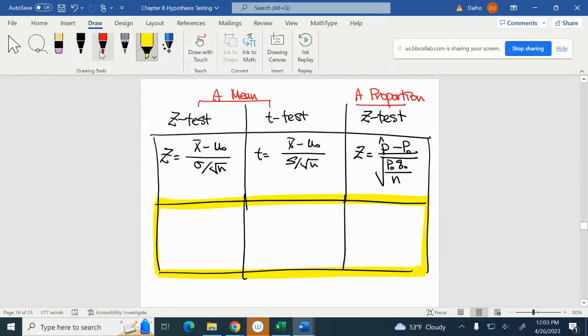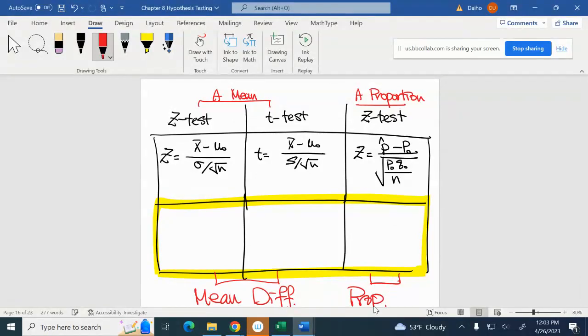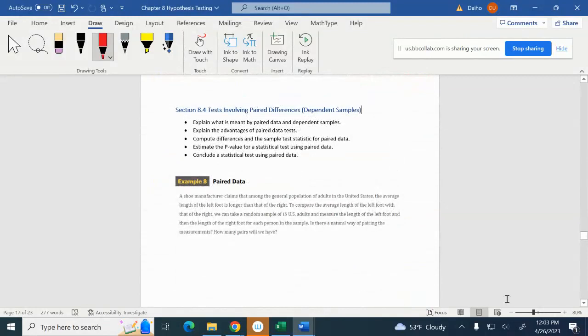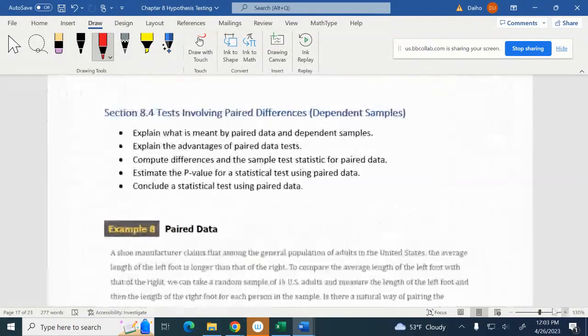So we are going to test for the mean difference, where sigma is known or unknown, so z or t. And the last one will be the proportion difference. That is the remaining topics. So let me go to today's topic.